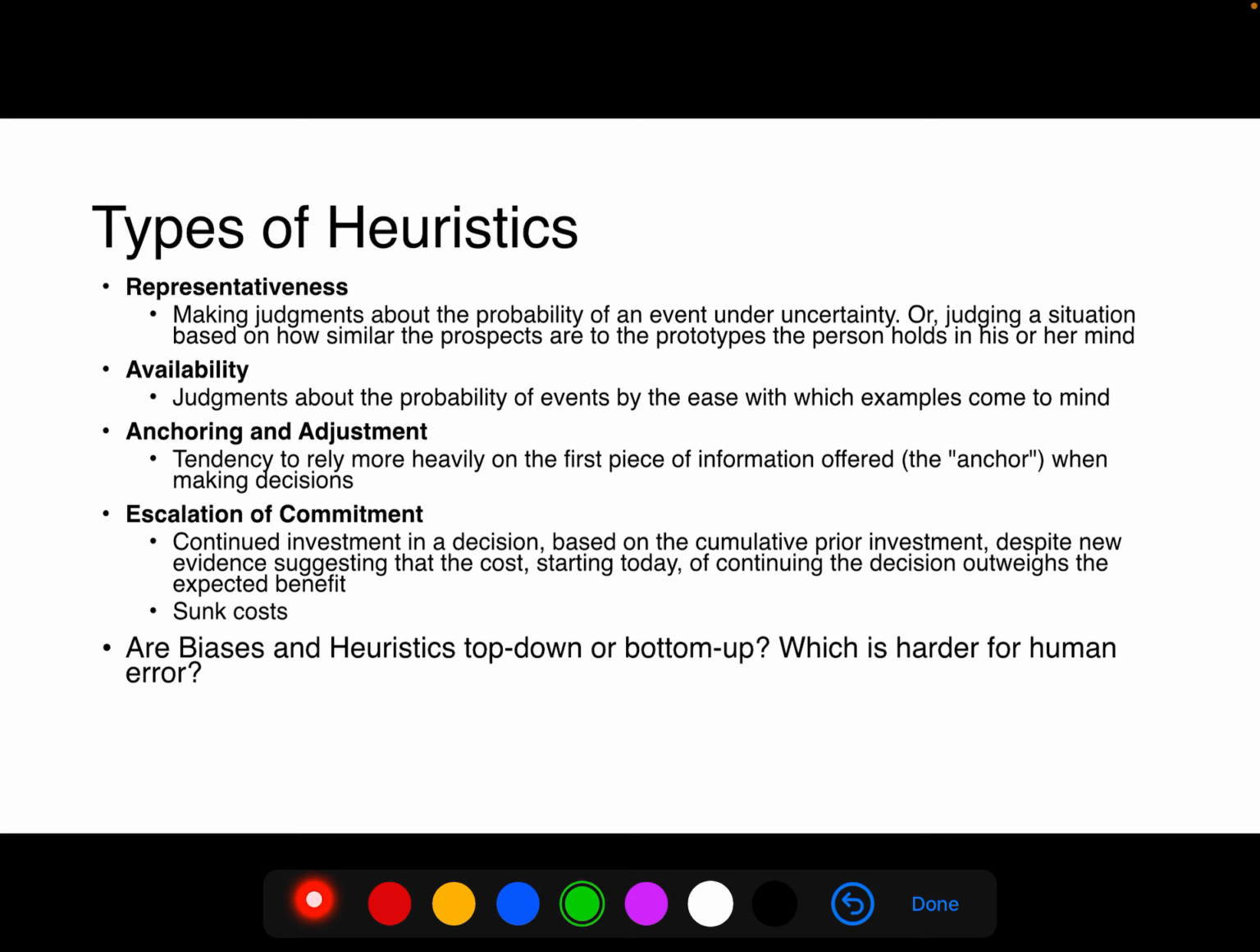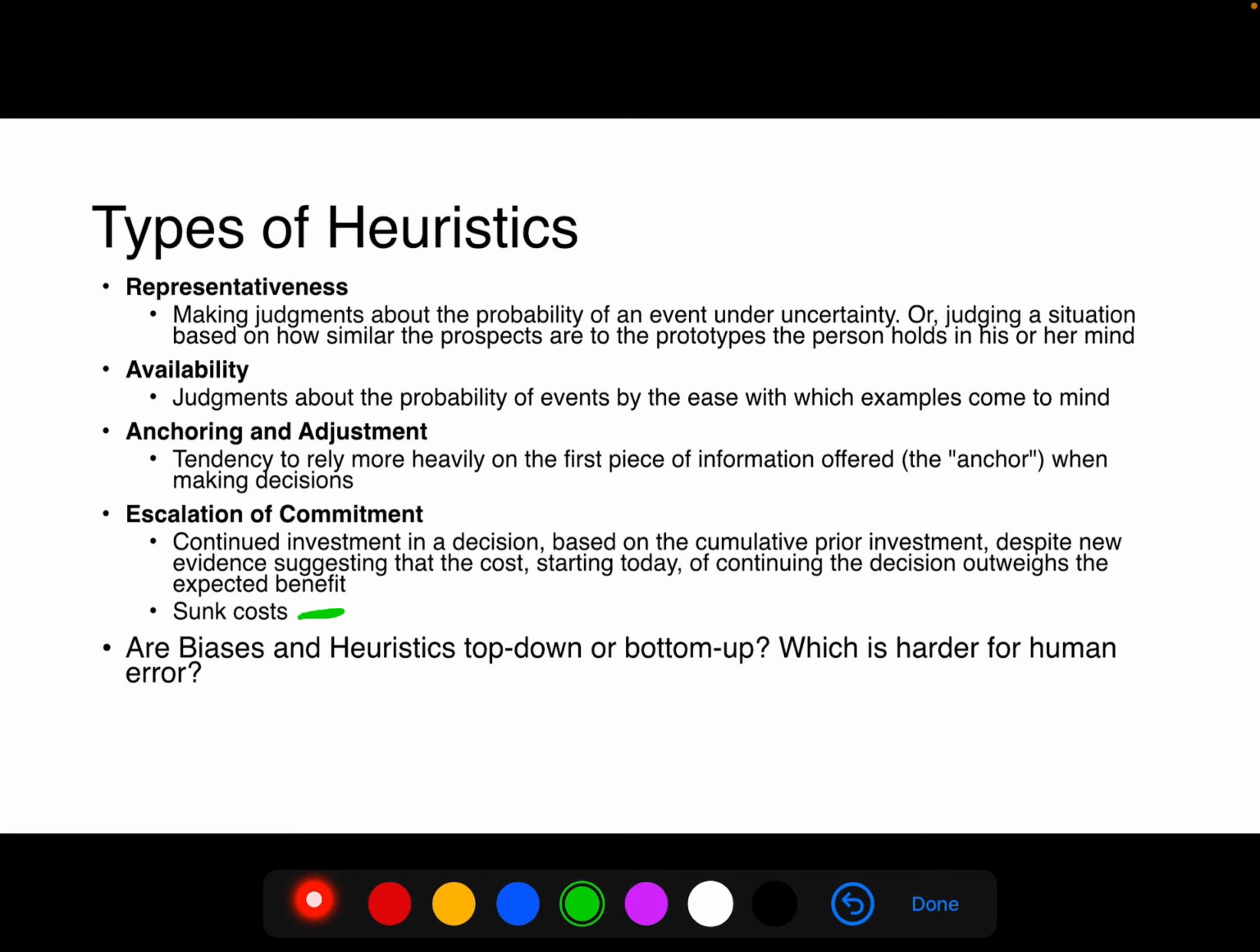Anchoring and adjustment: the tendency to rely more heavily on the first piece of information offered when making decisions. Escalation of commitment: continued investment in a decision based on the cumulative prior investment, despite new evidence suggesting that the cost starting today of continuing the decision outweighs the expected benefit. This is also the sunk cost fallacy, right? You can't get sunk costs back, so in essence they should not have a bearing on your current decision. But a lot of people will say, well, we've already invested X amount in doing this, so we're going to keep it up, even if that method or process or decision was faulty to start with.